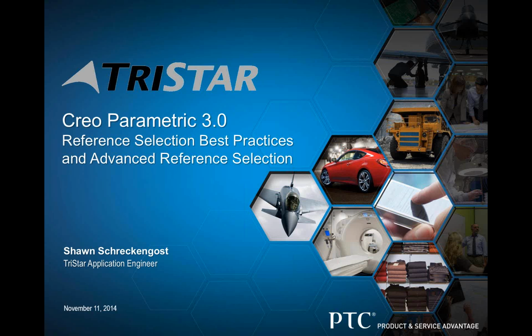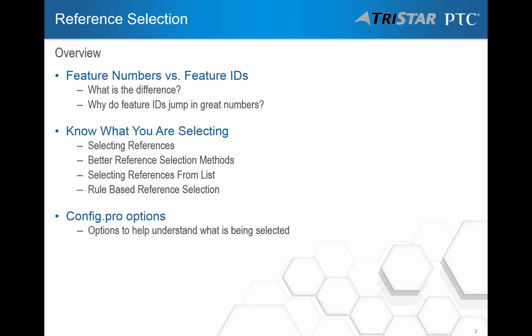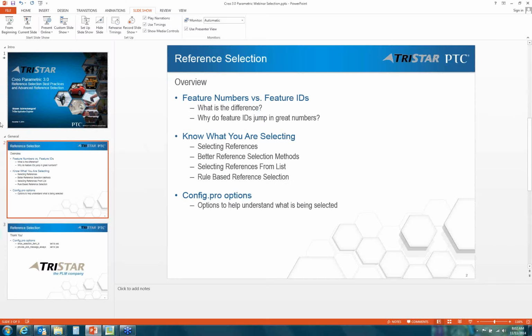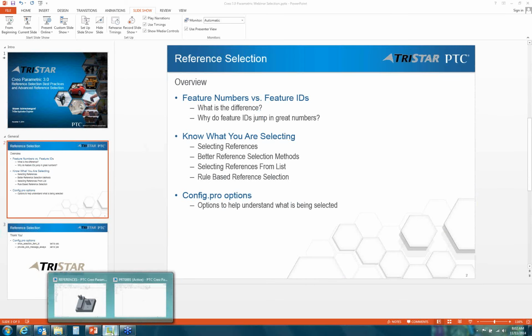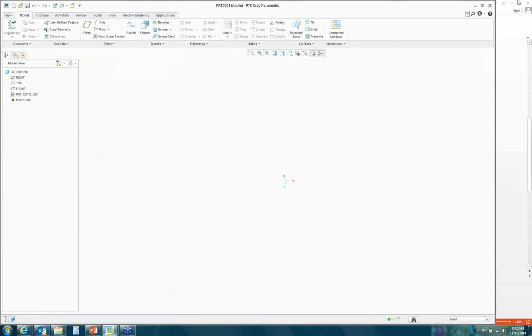And then we're going to get into how to know what you are selecting, better reference selection methods, selecting references from lists, and also rule-based reference selection. And then I have some config.pro options to help you understand what is being selected. So with that, these are the few slides that I have. We'll come back and talk about these in just a moment.